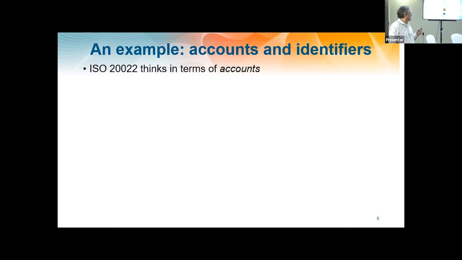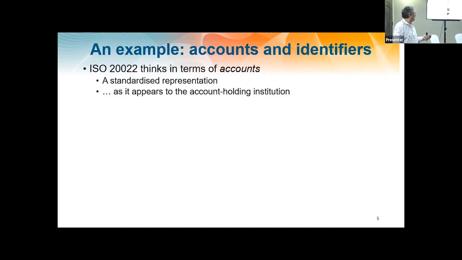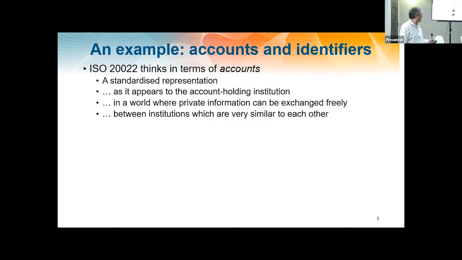So ISO 20022 thinks purely in terms of accounts. An account is a standardized representation as it appears to the account holding institution. So it's something like a bank account number or possibly an IBAN, that kind of thing. And that's in a world where private information can be exchanged freely between institutions which are very like each other. Now, one of the biggest difficulties we've found in trying to fit what the ISO standards are like to the Mojaloop set of requirements is that one of the things we want to be able to do is to support institutions which are very different from each other.